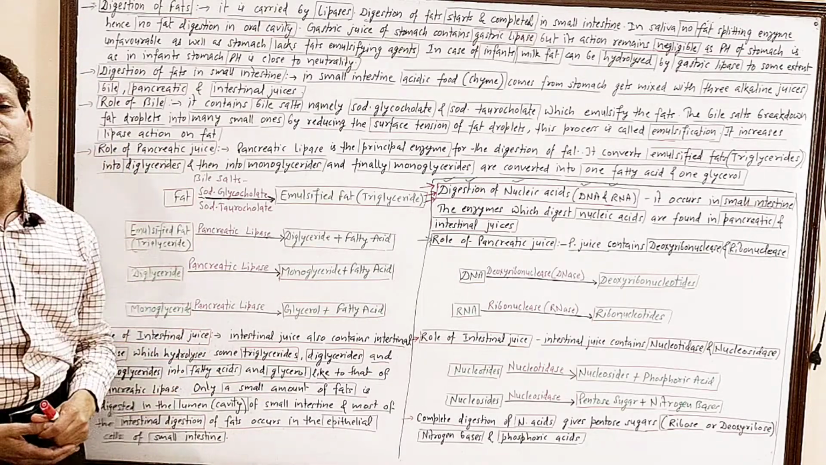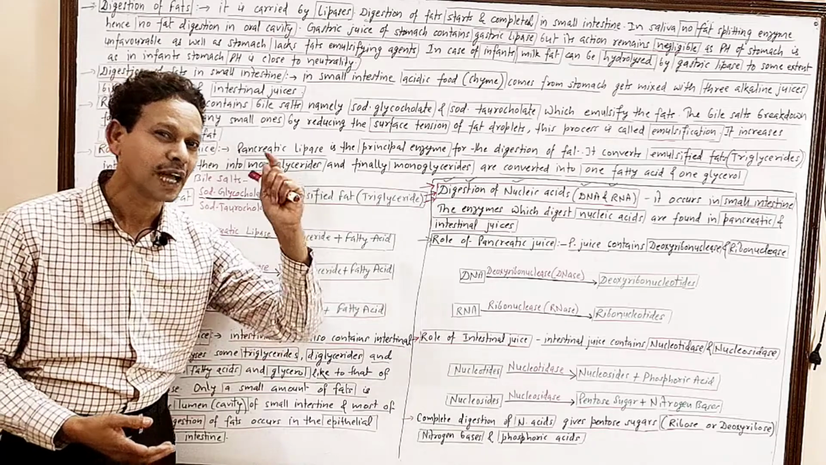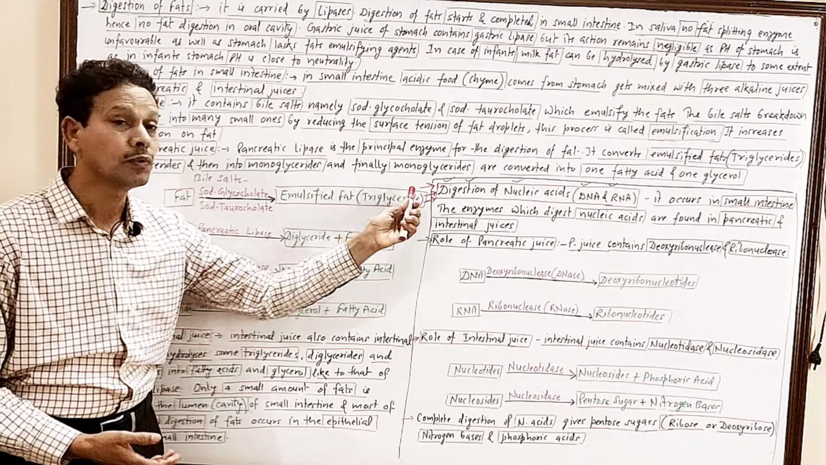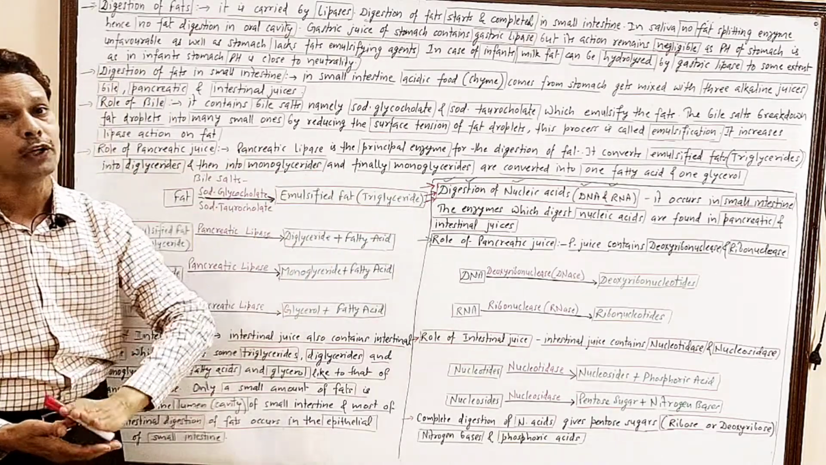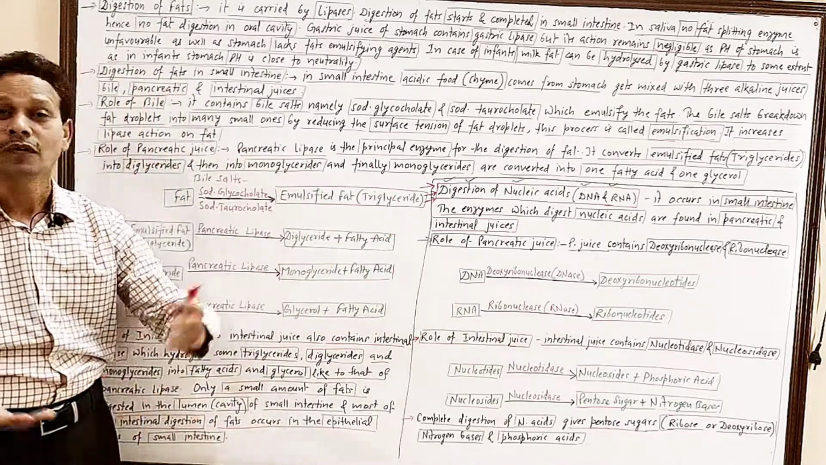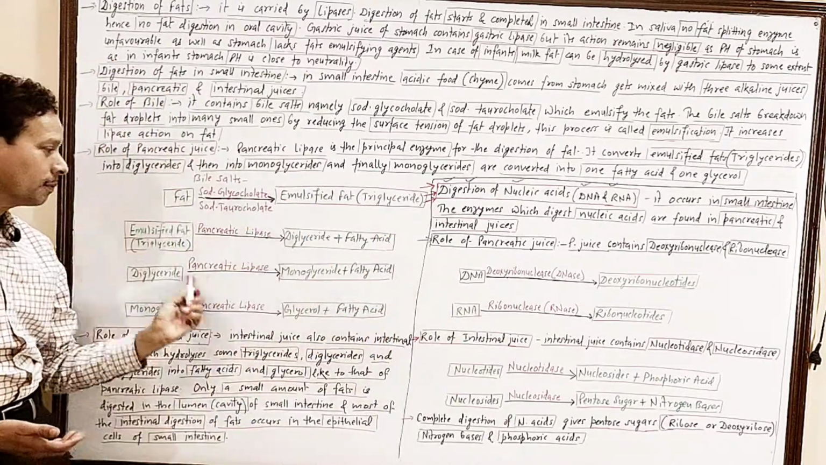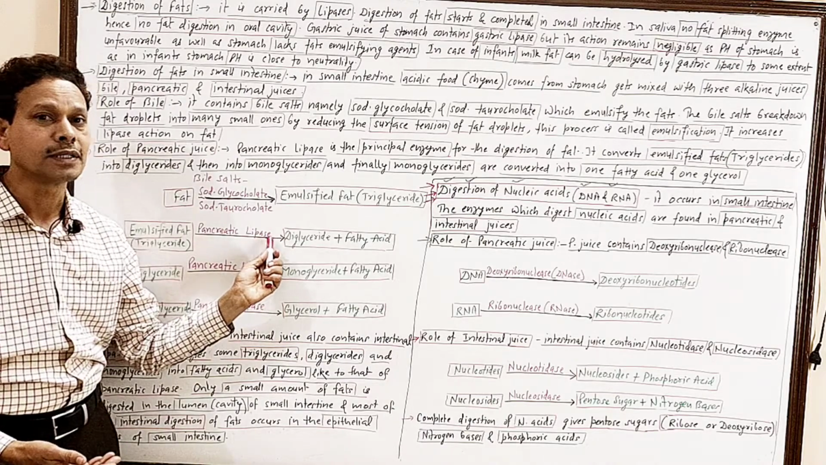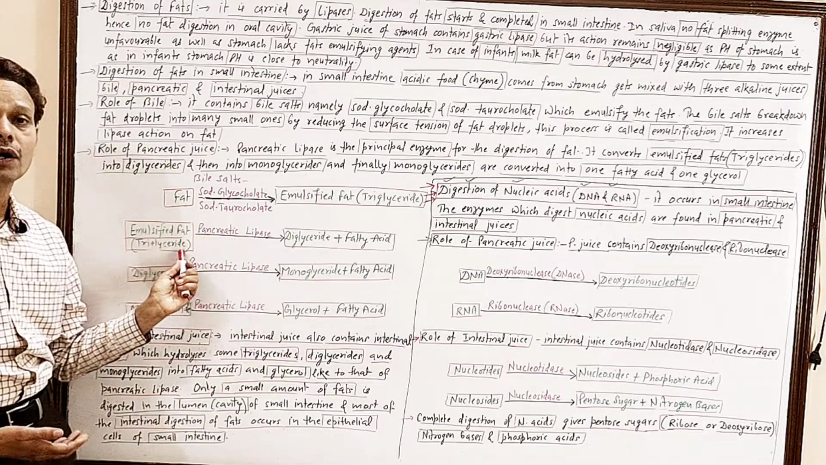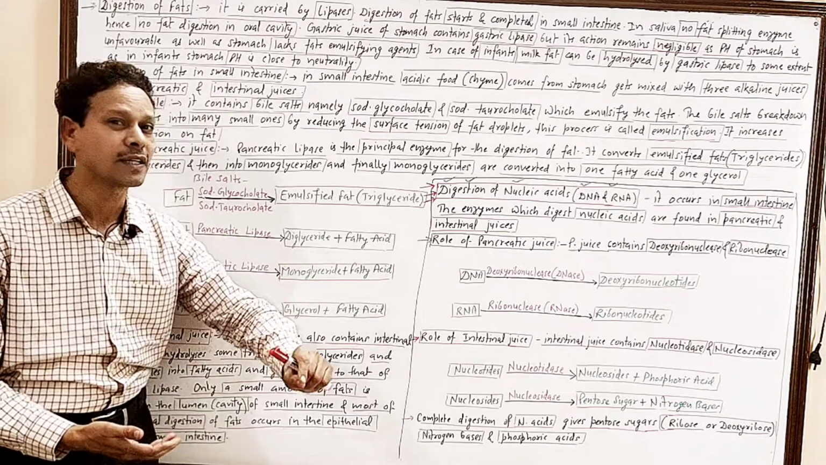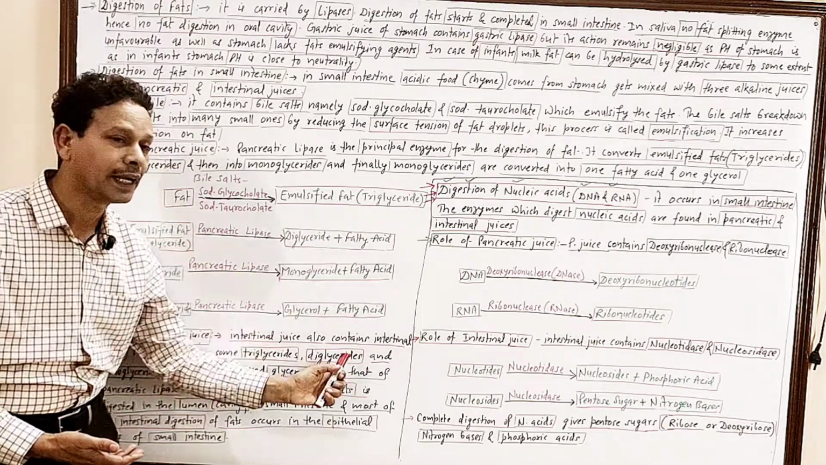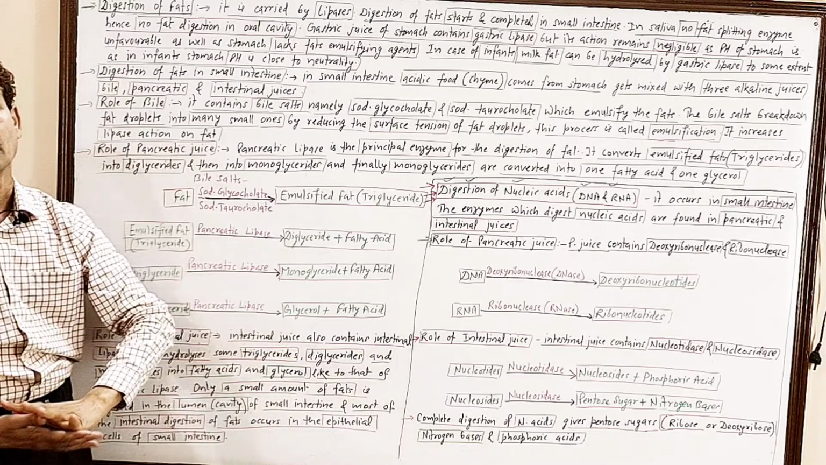Role of intestinal juice. As we know, in our small intestine, there are three types of juice. One is bile juice, and this bile juice has bile salts, which play an important role in emulsification of fat, meaning conversion of complex fat into smaller units. And the principal enzyme, which is pancreatic lipase, is present in pancreatic juice, and this pancreatic lipase always acts on emulsified fat, triglyceride, and converts it into three fatty acids and one glycerol molecule.